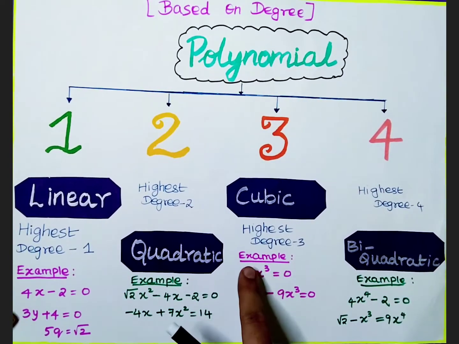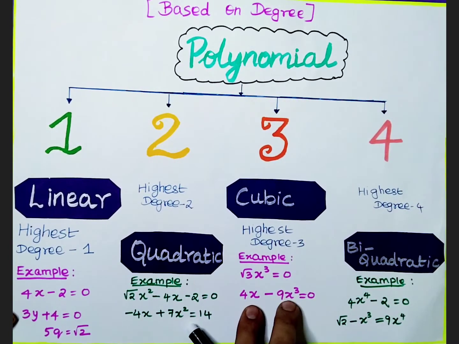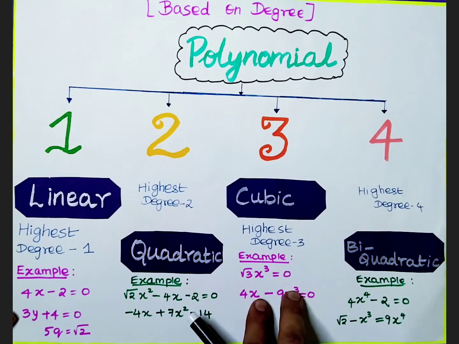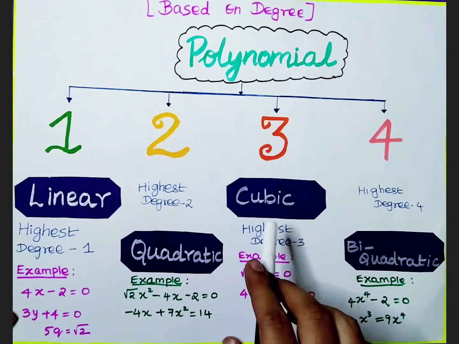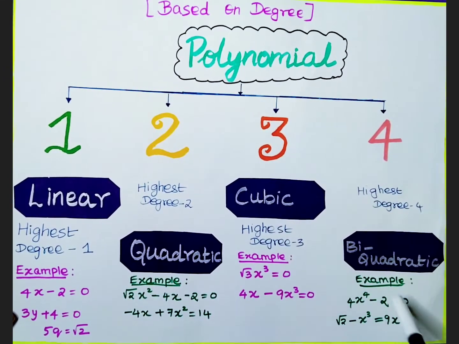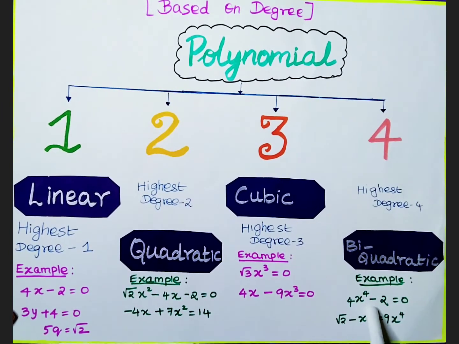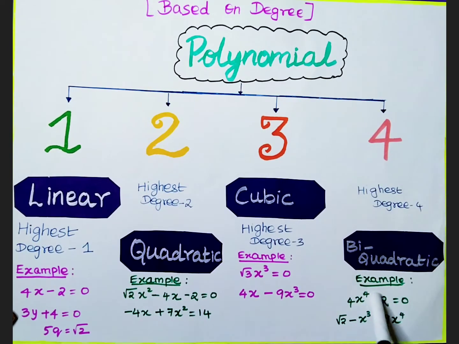Similarly, if we have the highest degree as 3, okay, so 4x minus 9x cube. So we have x and x cube, power 1 and power 3. 3 is greater, so that is the highest degree in this polynomial. Then that is the cubic polynomial. Then if we have the highest degree 4, 4x power 4 minus 2 equal to 0. So the only variable we have is x and that is the power 4. So the highest is 4 obviously. Then that is biquadratic polynomial.